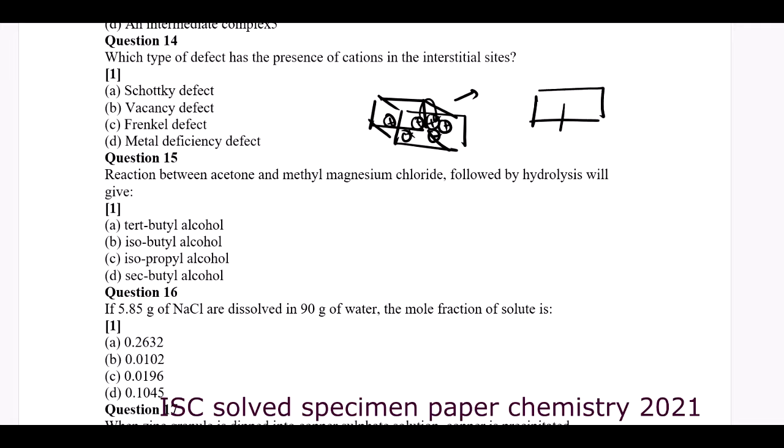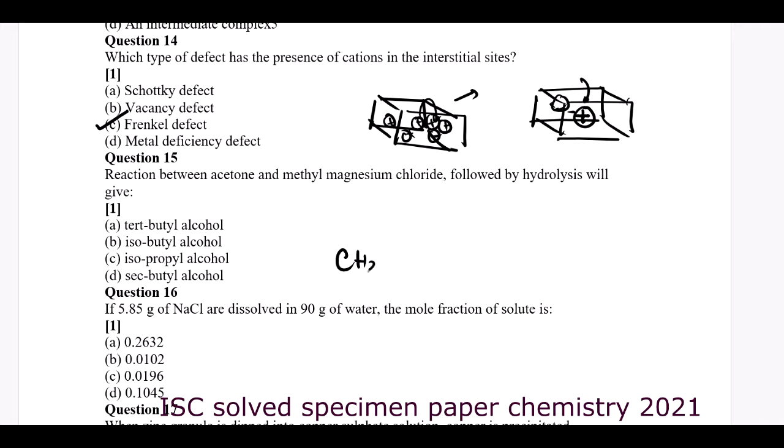And another one is non-stoichiometric defect. In non-stoichiometric defects, we have the metal excess defect where extra metal is present at the interstitial site. So here a metal excess defect is not there, so only the Frenkel defect. So the answer will be Frenkel defect. Reaction between acetone and methyl magnesium chloride.